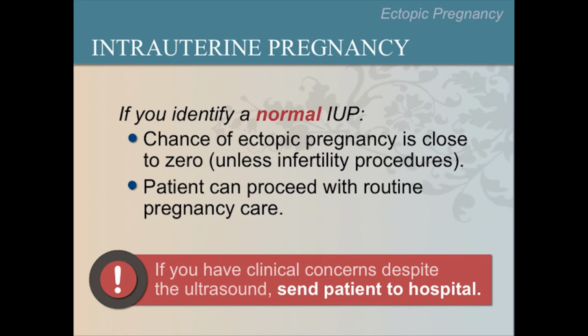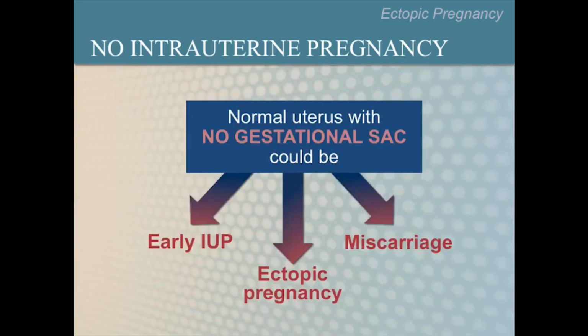For the care of a patient that has not had infertility procedures, identification of a normal intrauterine pregnancy means that she can proceed with routine pregnancy care. But if you have any clinical concerns, despite the ultrasound, don't hesitate to refer the patient to the referral hospital. A normal uterus with no gestational sac, meaning an empty uterus, could be an early intrauterine pregnancy, a complete miscarriage, or an ectopic pregnancy.